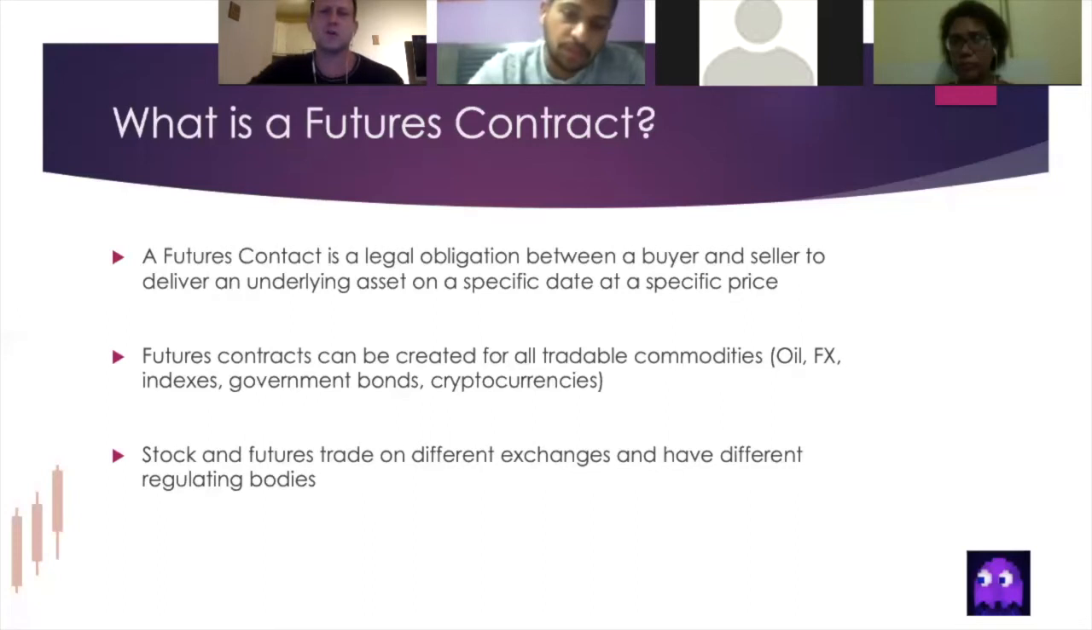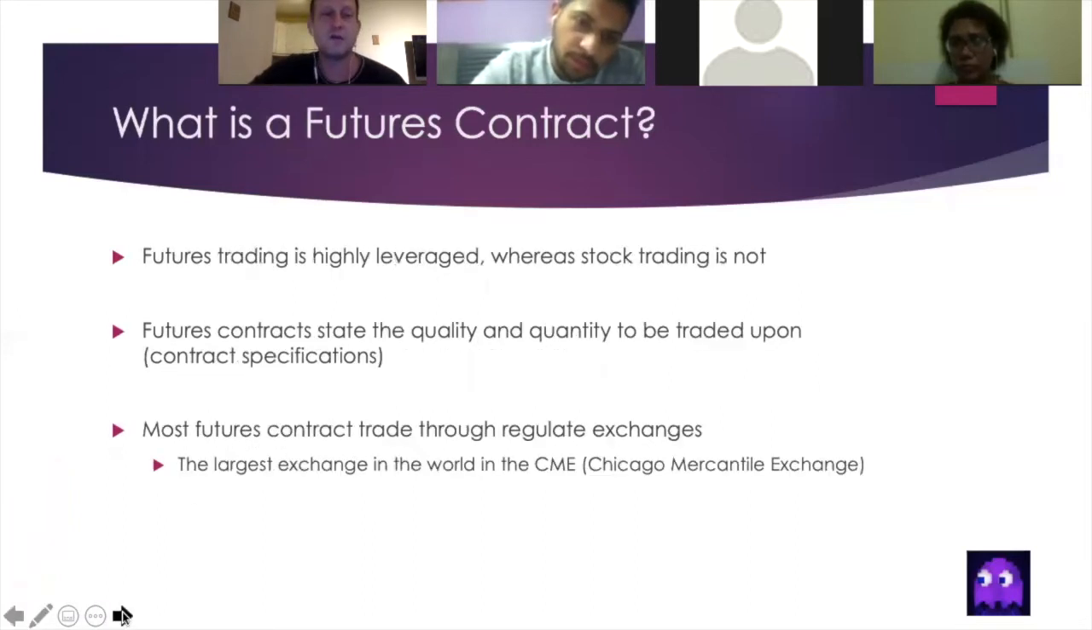Stocks and futures trade on different exchanges and have different regulatory bodies. This is very important, right? Futures trading and stock trading are different things. With stocks, the regulatory body that concerns that is the SEC, right? The CFTC is the regulatory body that is concerned with futures, okay? Because again, they're very different things.